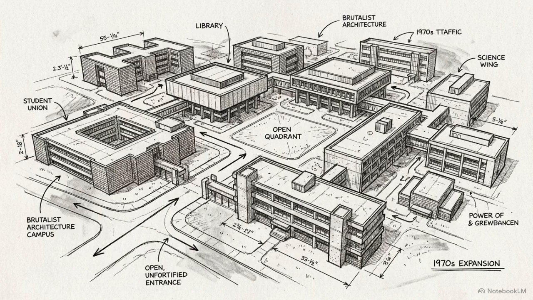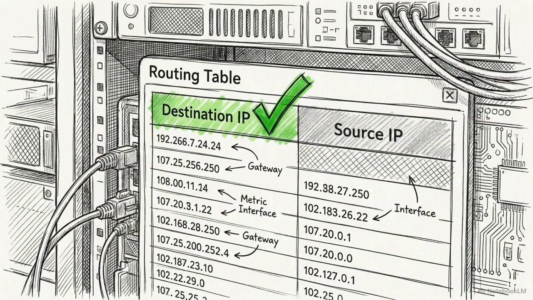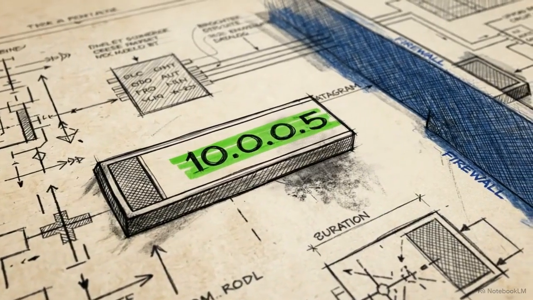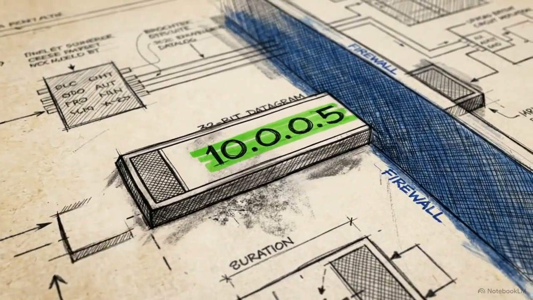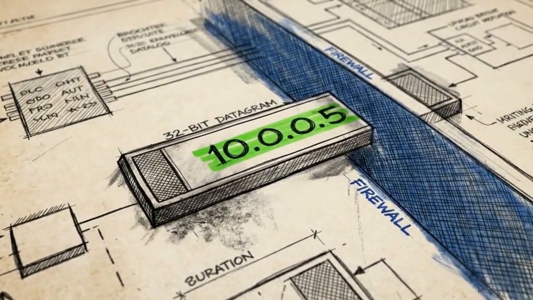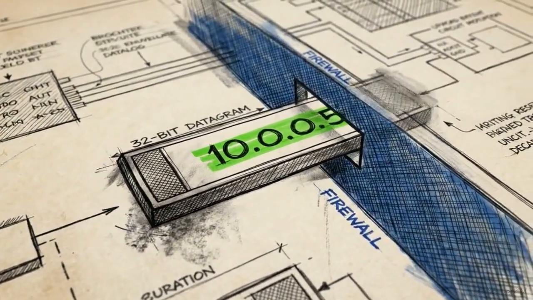IPv4 was designed for a trusting environment of academic researchers. As a result, routers make forwarding decisions based strictly on the destination header, implicitly trusting that the source IP is legitimate. Attackers exploit this logic through IP spoofing. By forging the source IP header, malicious actors can impersonate trusted systems and bypass network access control lists.